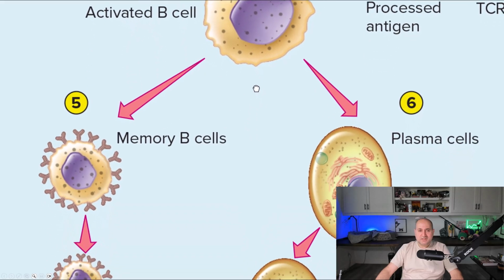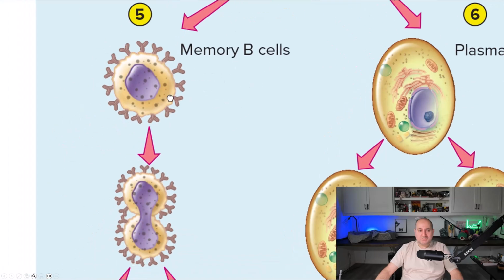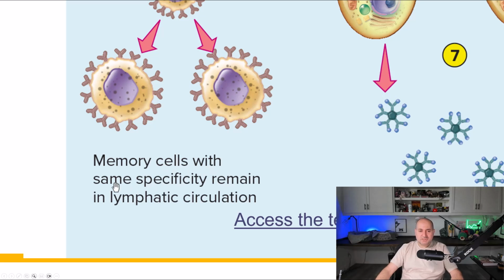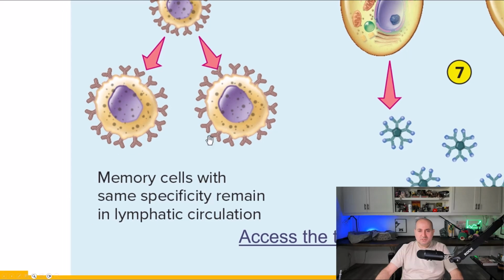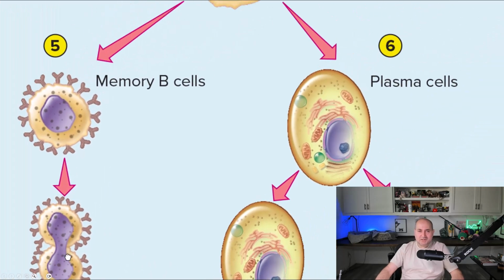And look at this. Some of them differentiate into memory B cells, whose job it is to go and remember, right? Those memory cells with the same specificity remain in the lymphatic circulation. They will live in your lymph nodes. They will live in your spleen. They will live in the tissues. And remember for next time, maybe 2 years from now, okay?